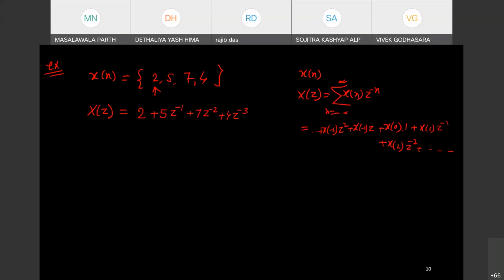Is it correct? Okay. So similar to the Laplace transform, what is the region of convergence, ROC? When will this X of z exist and when will it not exist, that is, become infinite? Can you tell me when this X of z will become infinite? Z equal to 0. Okay. So will you get any other point?